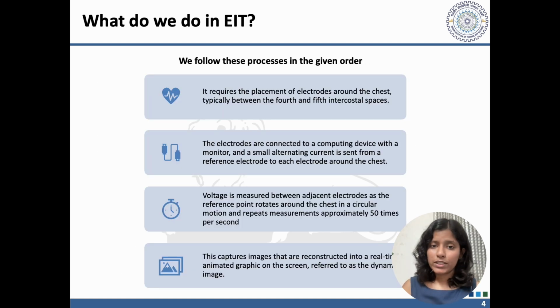In the EIT process, electrodes are placed around the chest, typically between the fourth and fifth intercostal spaces. These electrodes are connected to a computing device that sends a small alternating current from a reference electrode to the other electrodes. As the reference point rotates around the chest, voltage is measured between adjacent pairs of electrodes, about 50 times per second. These measurements are used to reconstruct a real-time image of the body's internal structures, or the conductivity distribution.